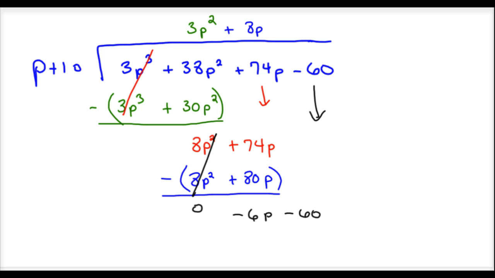Almost there. P goes into negative 6p how many times? Negative 6. Good. P times negative 6, negative 6p. 10 times negative 6, negative 60. Subtract. And you get down to 0. So the quantity p plus 10 goes into this quantity here, 3p squared plus 8p minus 6.